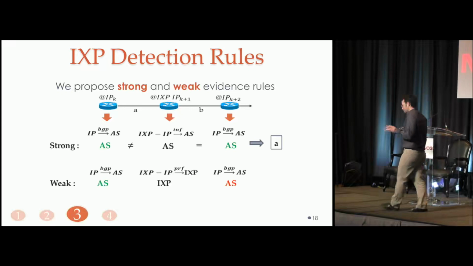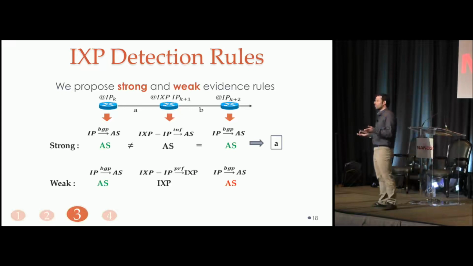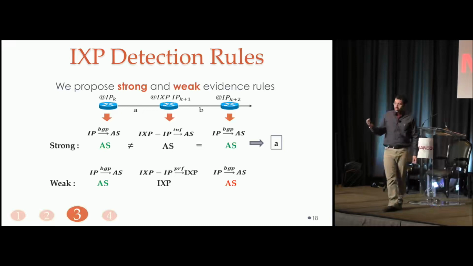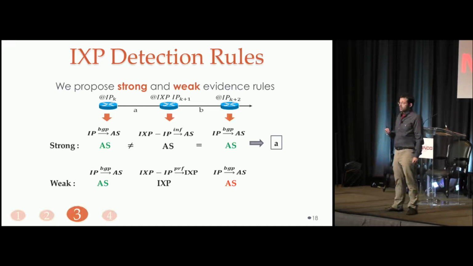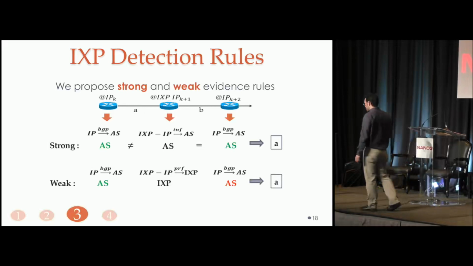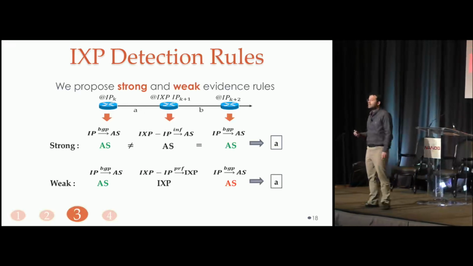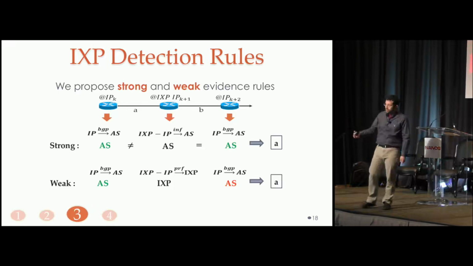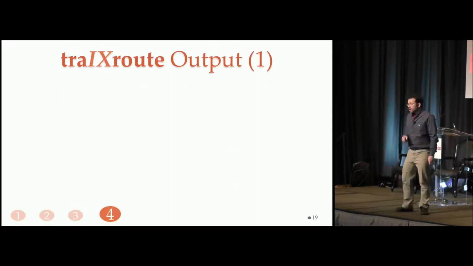A weak evidence rule does not require AS information for all the 3 IPs, and also for the third one, not to be a member of the IXP. Again, if this rule is satisfied, we can say that we have crossed the IXP. But of course, now we claim this result with lower evidence.